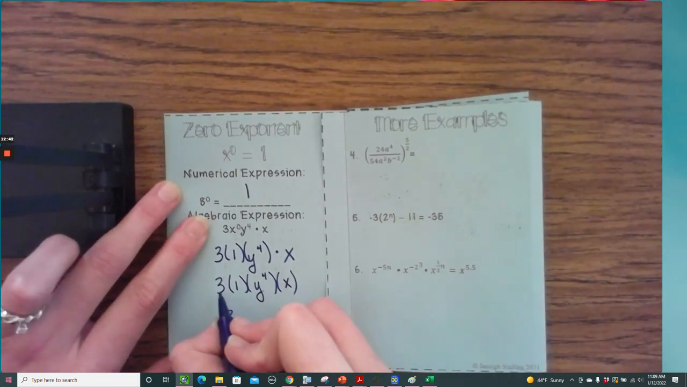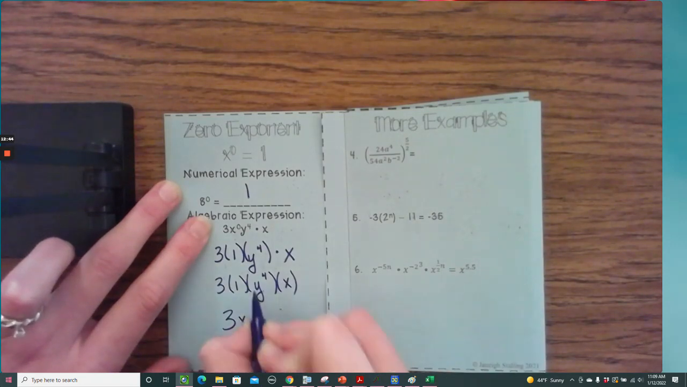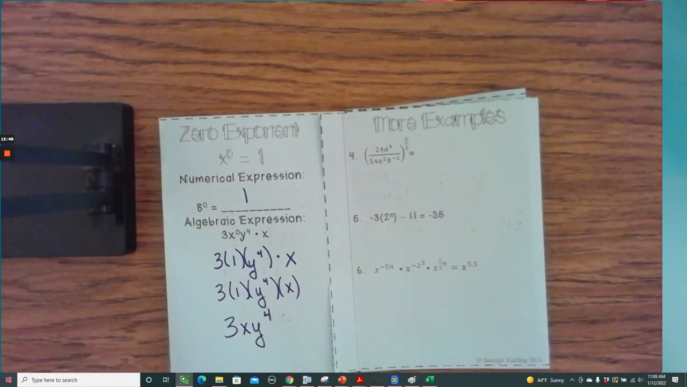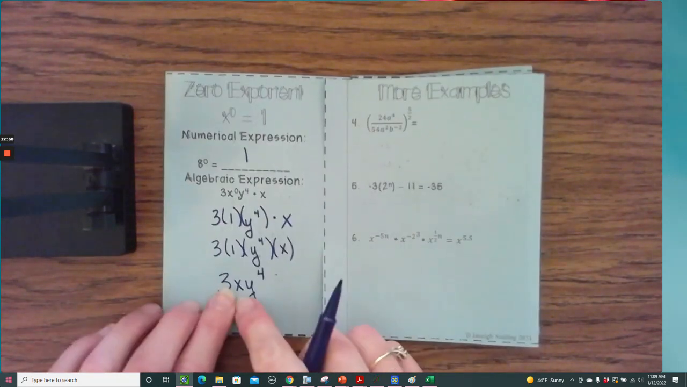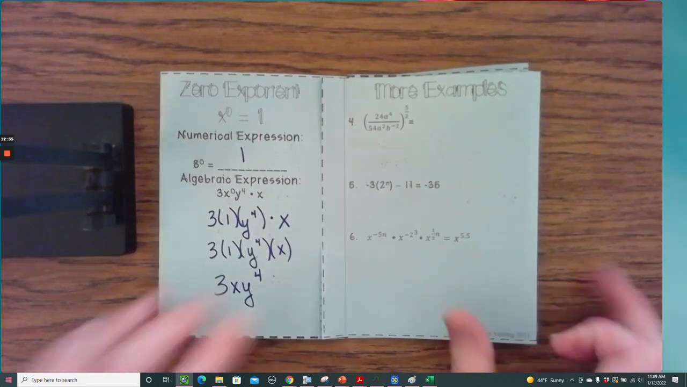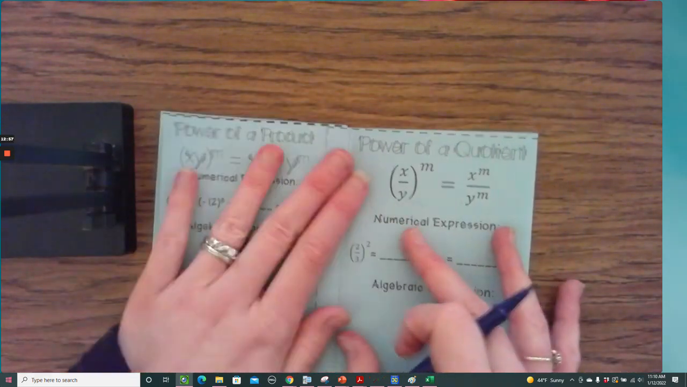So x has always come first. So we've got our coefficient. I'm going to write the x first, and then I'm going to write y to the 4th. Okay, so it's shoving pieces together, but when we write it, x has always come first in a compound expression like this. All right, last 2 rules real quick.